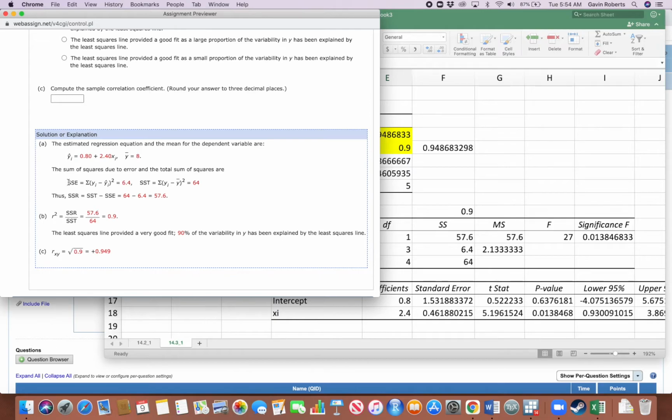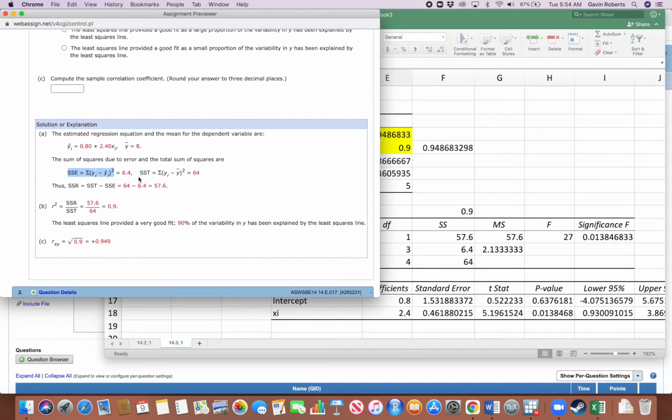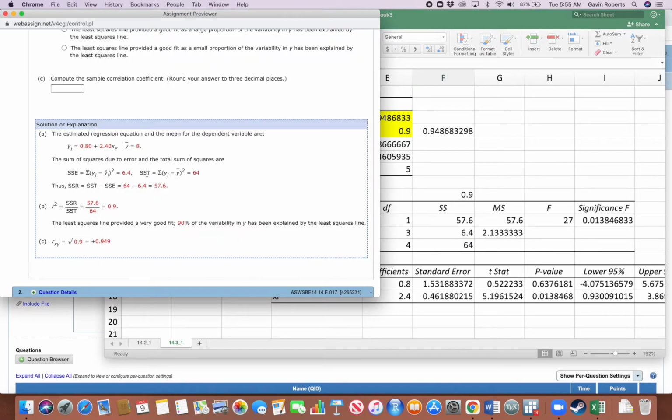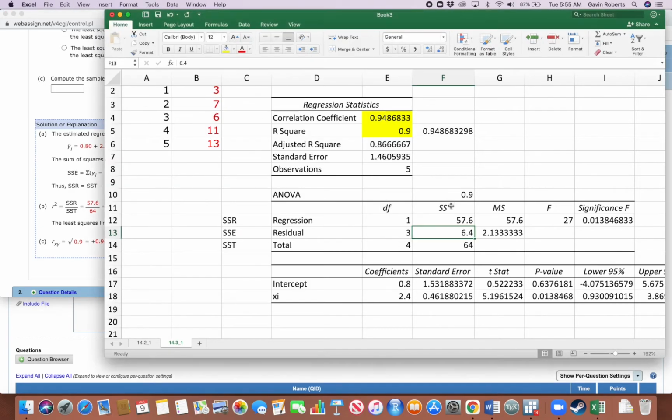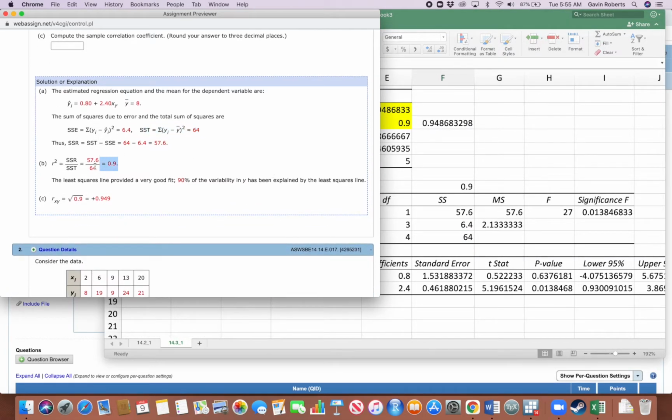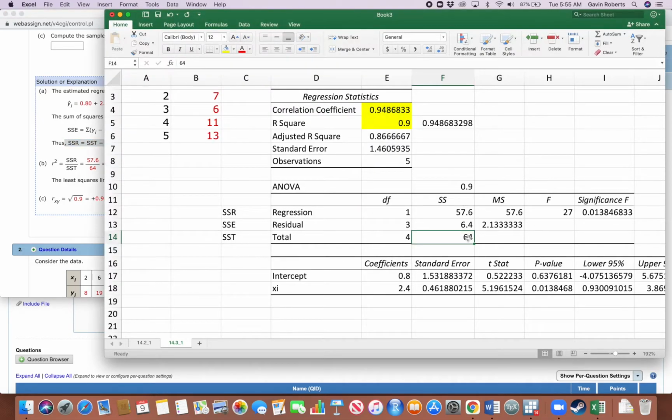Here's our SSE. We just want to check to make sure. Our SSE is 6.4. That's what we had right there, SSE. SST, the sum of squares total, was 64. That's right there. R squared is 0.9. And SSR right here is 57.6.